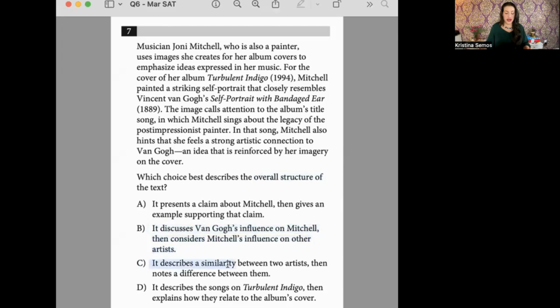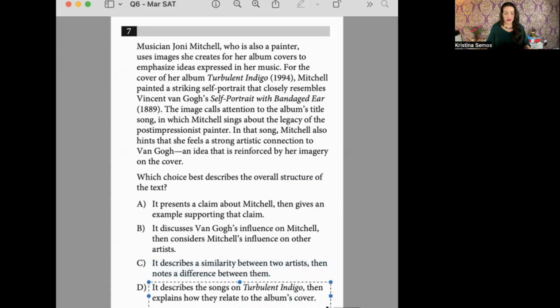Let's look at C. It describes a similarity between two artists and notes a difference between them. I like how vague it is, right? But are we just talking about the similarity between Mitchell and Van Gogh and then one difference? Well, what's the difference? You know what I mean? And what are the similarities? I don't know. She just really resonates with him. It doesn't necessarily walk us through how they're alike. So that one doesn't really fit the bill.